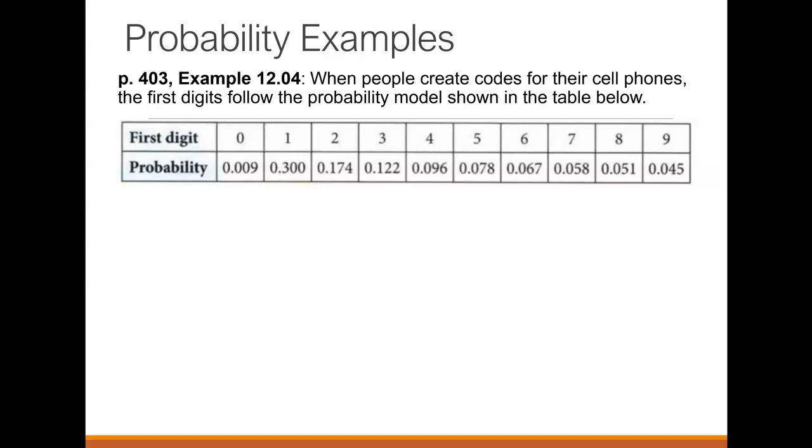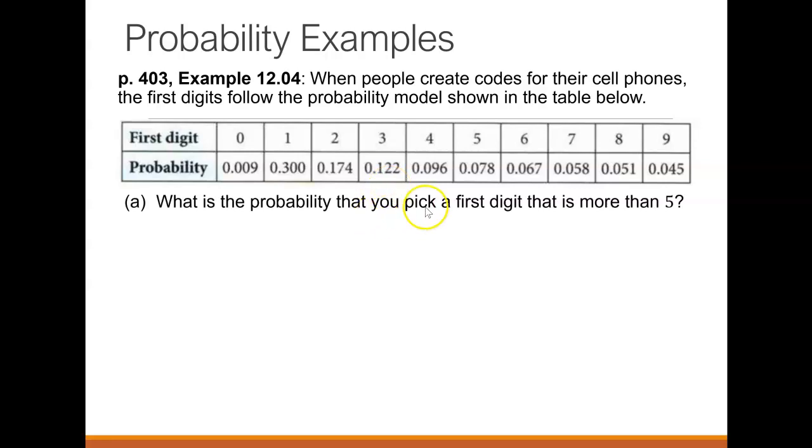Okay, let's look at a specific example. When people create codes for their cell phones, the first digits follow the probability shown in the table below. So 0.009 is the probability the first digit of your passcode is a 0, etc.